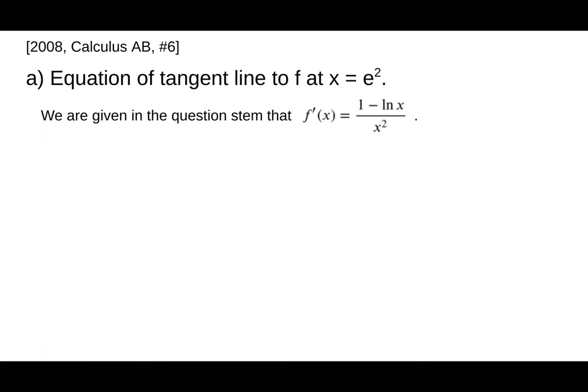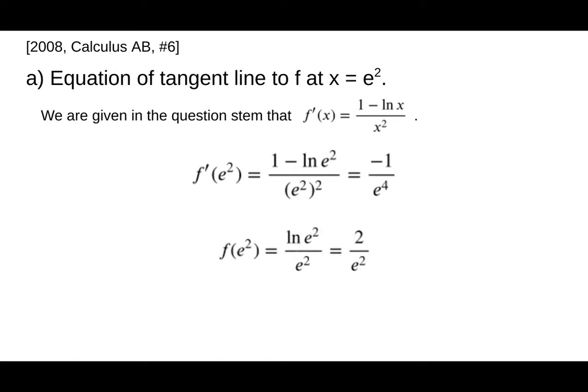We are given in the question stem that f prime is 1 minus the natural log of x over x squared. So if we plug in e squared in for x, f prime of e squared would be 1 minus the natural log of e squared over e squared squared, which is just negative 1 over e to the 4th power. We also have to evaluate our function f at e squared. F of e squared is natural log of e squared over e squared. Natural log of e squared is just 2, so we have 2 over e squared.